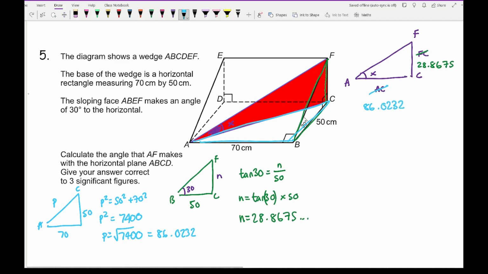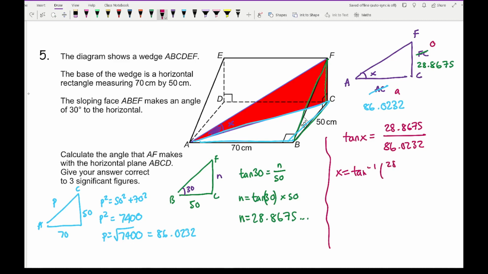So this length here now is 86.0232. Now I know two sides, so I can go on to work this out. Labeling the triangle, this is O, this is A, so I'm going to use tan. So tan x equals 28.8675 divided by 86.0232. So x equals the inverse tan of 28.8675 over 86.0232. Let's just quickly type that in.